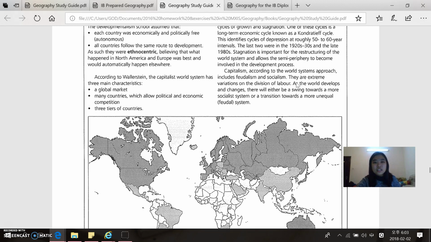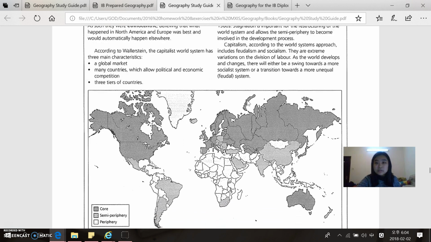So there are extreme variations of the division of labor. Rich people spend their money or invest, but poor people are working so hard. It's like the chain of command. In a company, the higher up you go, there's only one or two CEOs, and then a lot of normal workers, right? That's the division of labor.